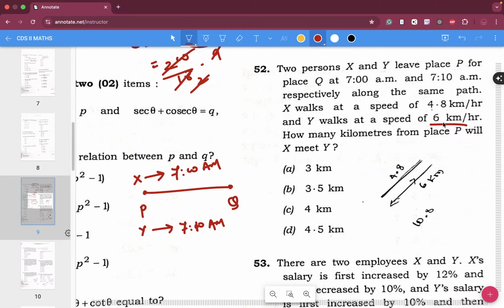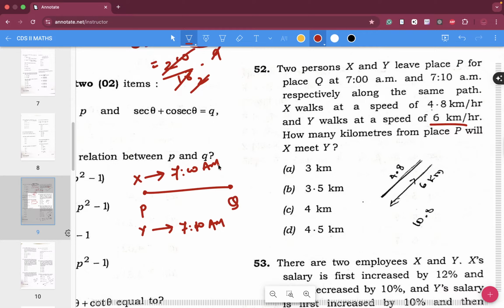After how many kilometers from place P will X meet Y is your question.